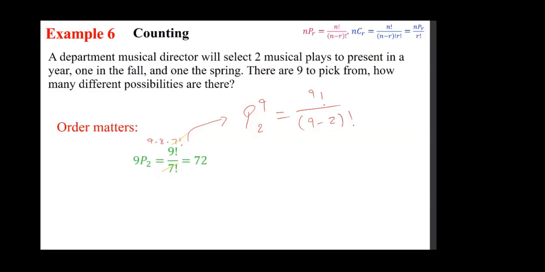Or you can say there are 2 spots. For the first spot in fall, we have 9 to choose from. The second one for spring, we have 8 left, and we use the fundamental principle of multiplication. And we end up with the same answer, 9 times 8 equals 72.